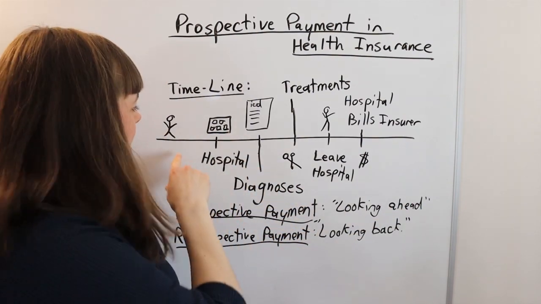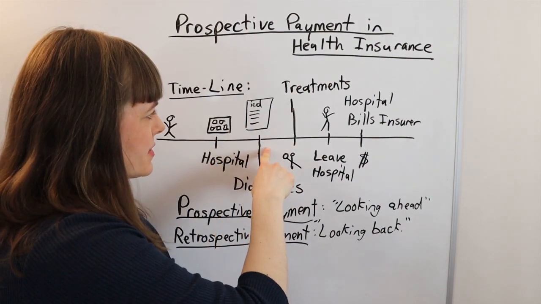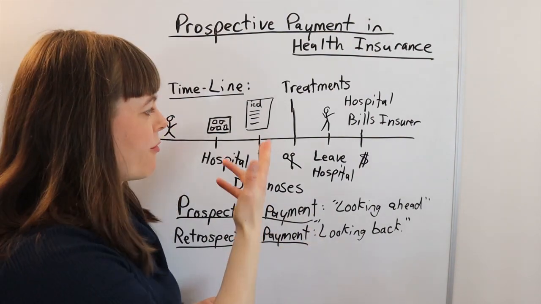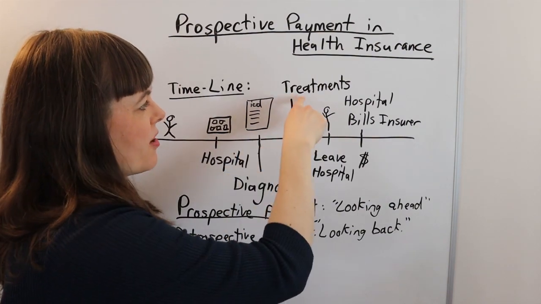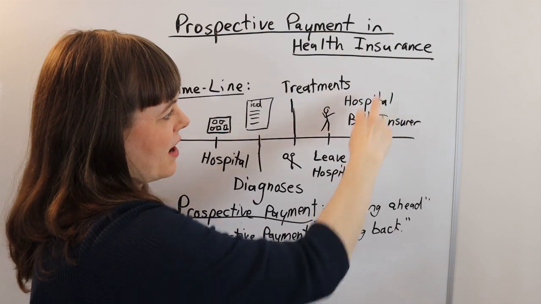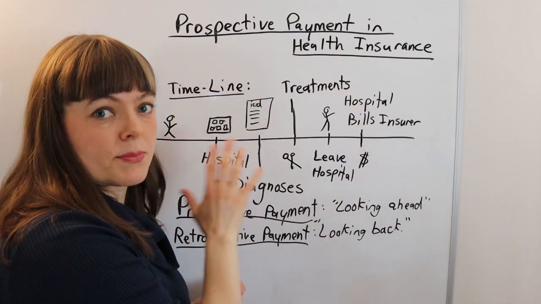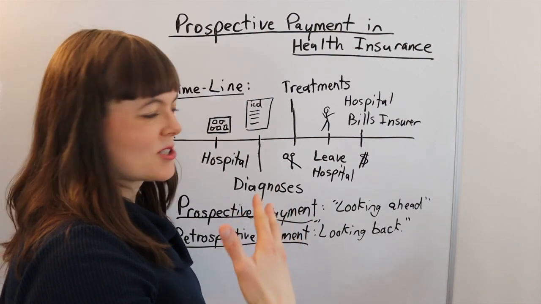So we're imagining a patient who enters the hospital, and when they enter, they're given a list of diagnoses. You have to know what you're treating before you can actually treat the patient. Then after they get their diagnoses, they get treated, the patient leaves the hospital, and the hospital bills the insurance company for this hospital stay. So retrospective payment is the more straightforward one.